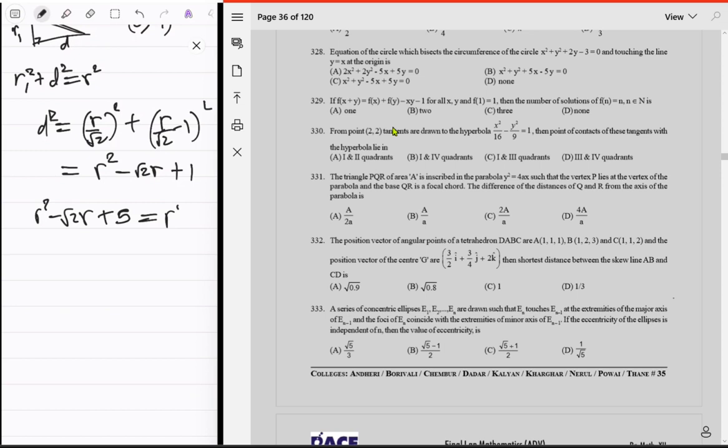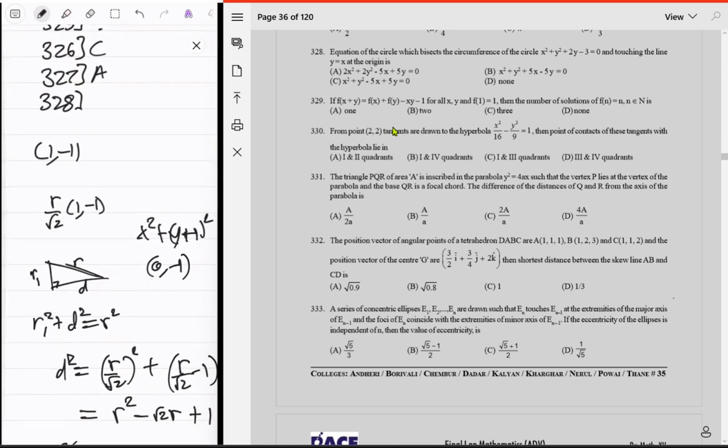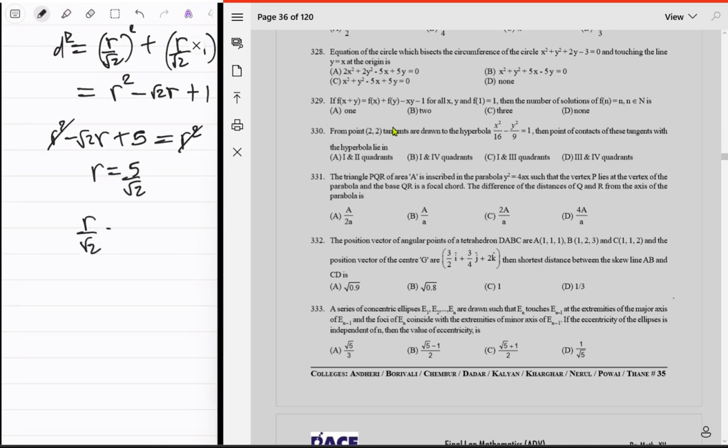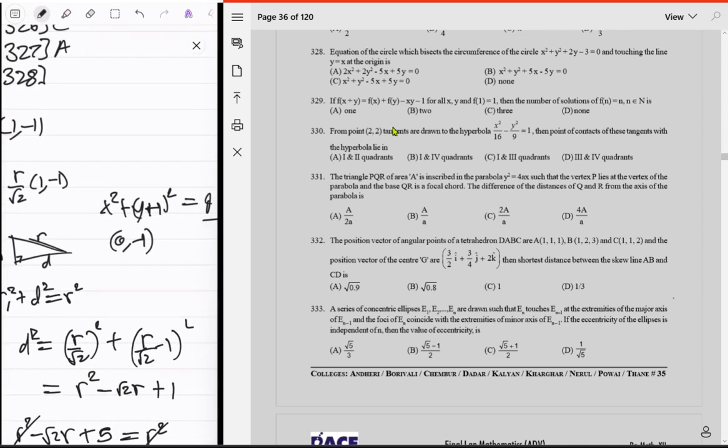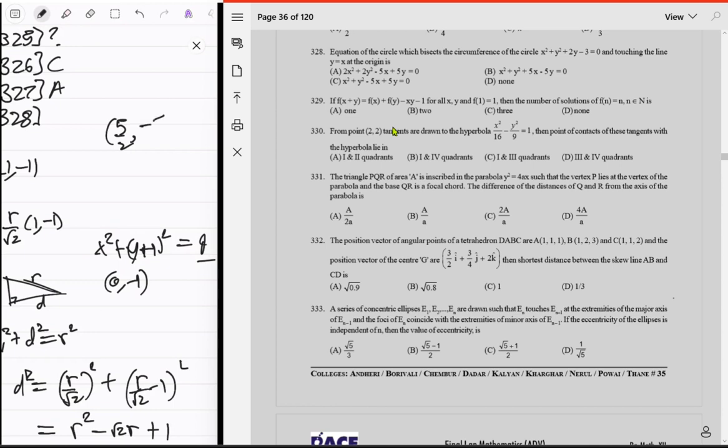Just equal to r square. So r is equal to 5 upon square root of 2. Now we need r upon square root of 2, that's usually like 5 upon 2. So 5 upon 2 times this thing. That's why the center is just 5 upon 2 comma negative 5 upon 2.